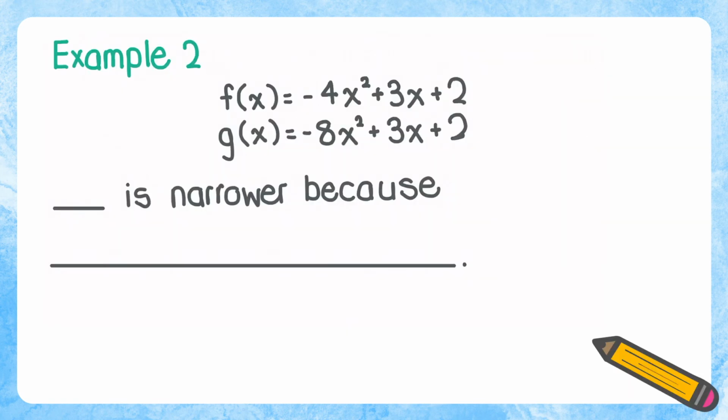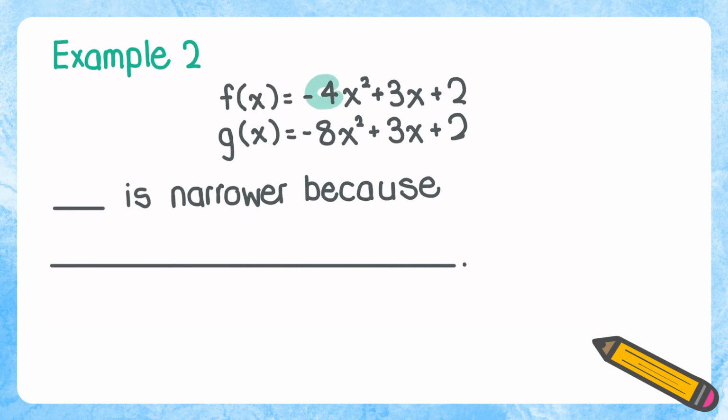For this next example, we're going to compare f of x equals negative 4x squared plus 3x plus 2 and g of x equals negative 8x squared plus 3x plus 2. Which one is going to be more narrow? Again, we focus on the a values.